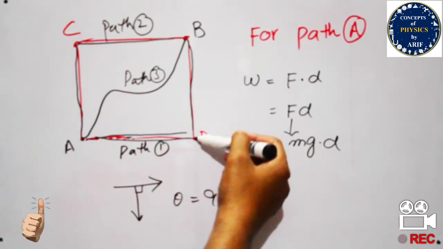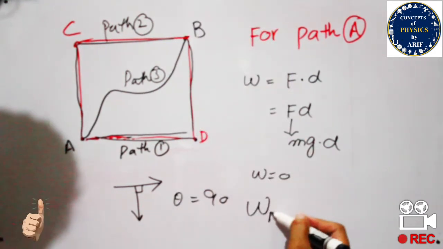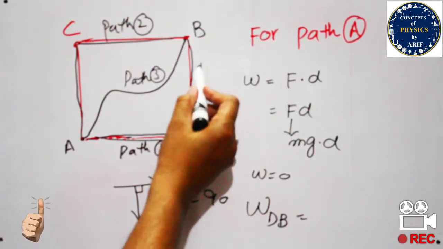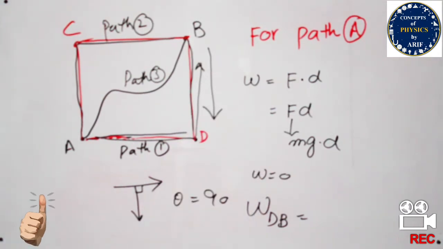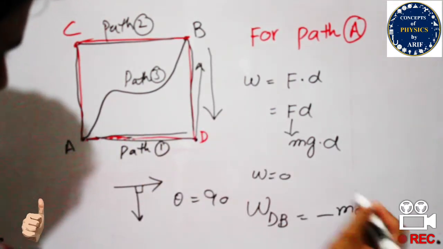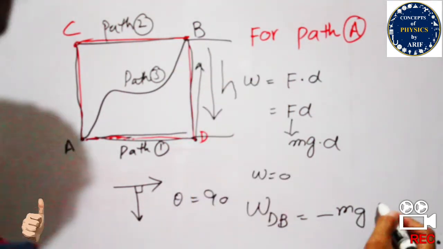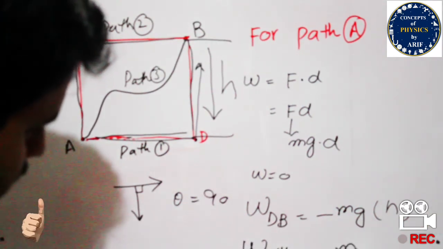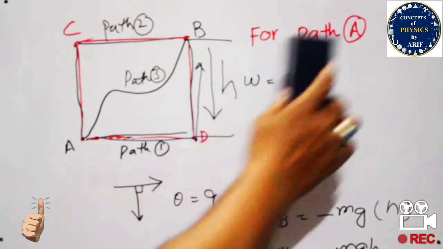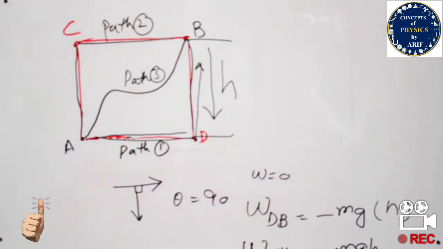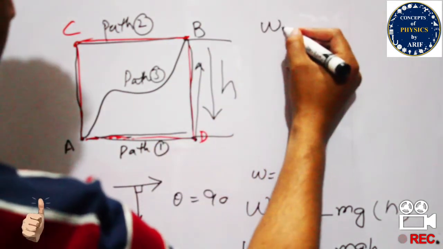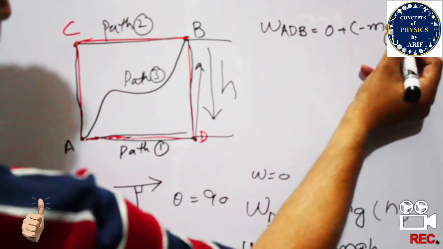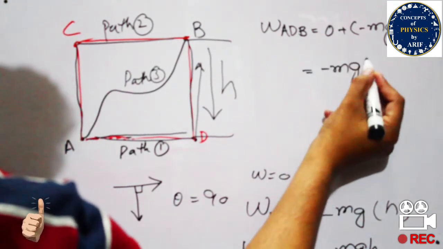But in the case of work from D to B, W D to B is equal to, in this case the displacement is in the upward direction but gravity is in the downward direction, so the work will be negative, minus m g, and the total height becomes h. So the work done will be minus m g h. But we need to find the total work done on the path A, D and B. Work from A, D and B is equal to 0 plus minus m into g h. So the total work done will be minus m g h.